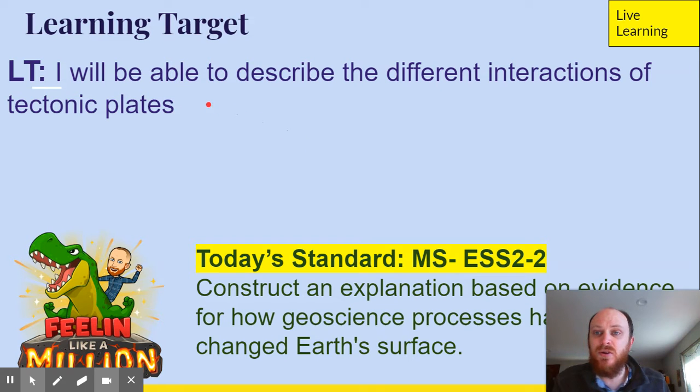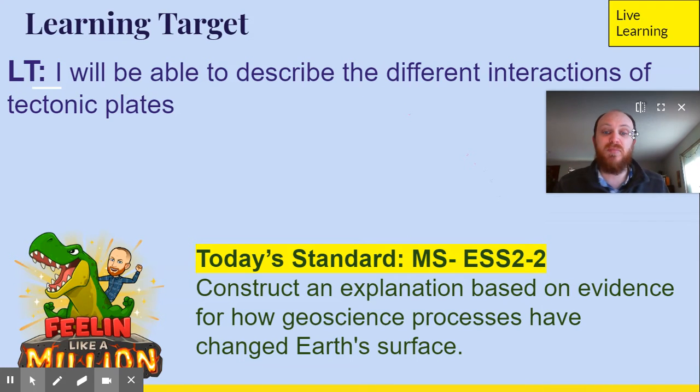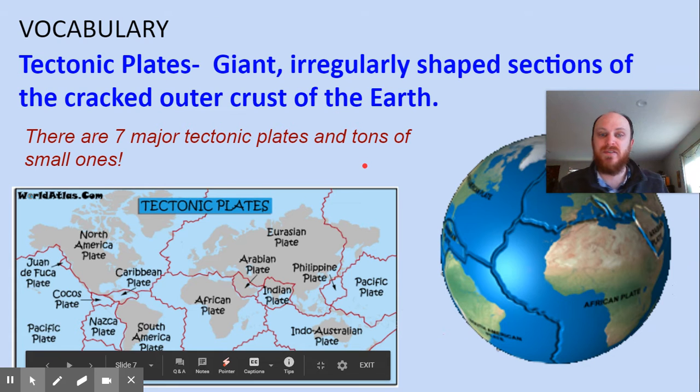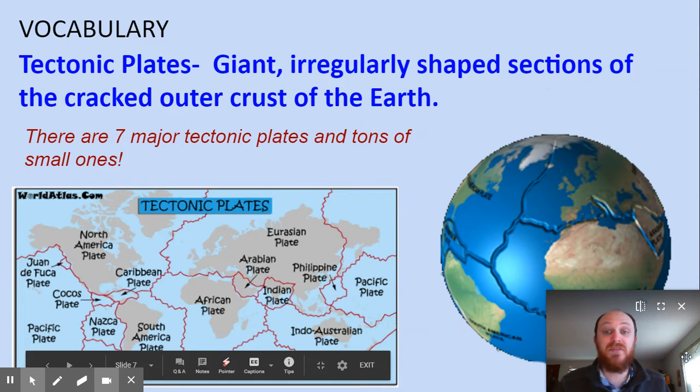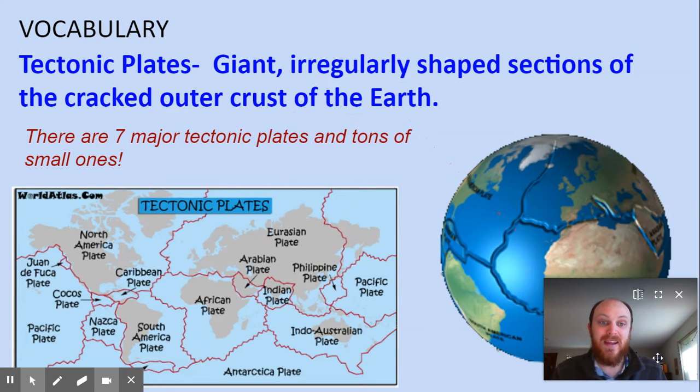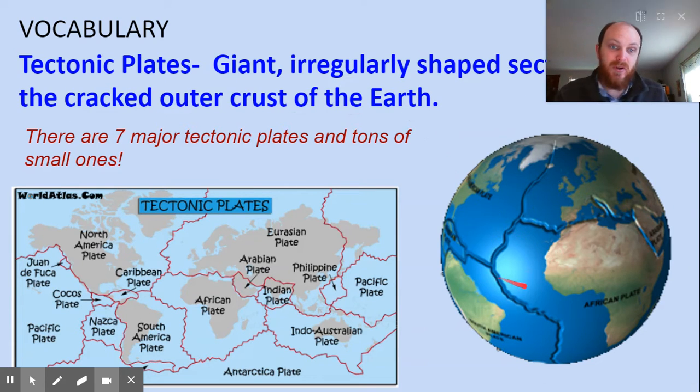We are going to be learning today, and I would like you to be able to describe the different interactions of tectonic plates. We're going to basically say that there are three different ones, okay? Remember that we are trying to explain how different geoscience processes change the Earth's surface. So today we're talking about tectonic plates. We got to make sure we understand what those are. They are these giant, irregularly shaped sections of the cracked outer crust of the Earth. I like this picture here because it kind of shows that the Earth is a ball. It's not flat like you see on all these maps.